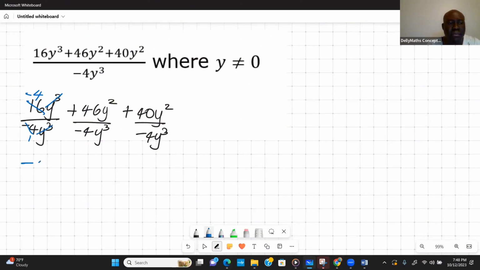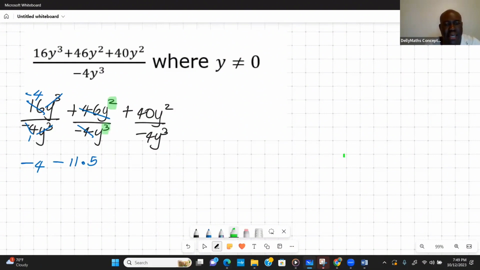So I'm left with negative 4 right here. Negative 4 into 46 will give us, if you put it in decimal, negative 11.5 for the numbers. But if you take a look now, this can be problematic because when we observe this, we're having the power of 2 at the top and the power of 3 at the bottom for the y.